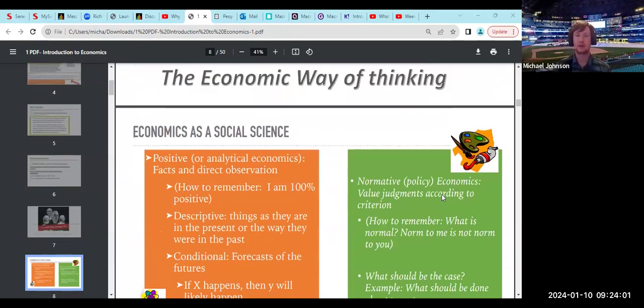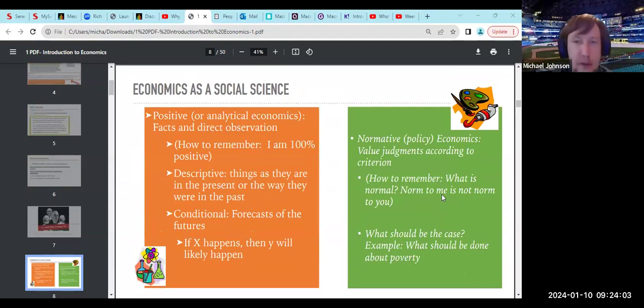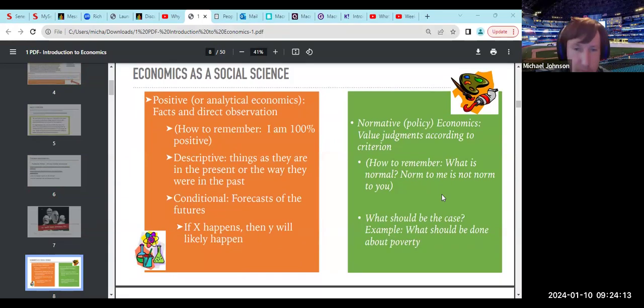The economic way of thinking. Economics is a social science. Positive or analytical economics deals with facts and direct observation. How to remember: I am 100% positive. It's descriptive, things as they are in the present or the way they were in the past. Conditional economics forecasts the future: if X happens, then Y will likely happen. Normative, or policy economics, involves value judgments according to some criterion.